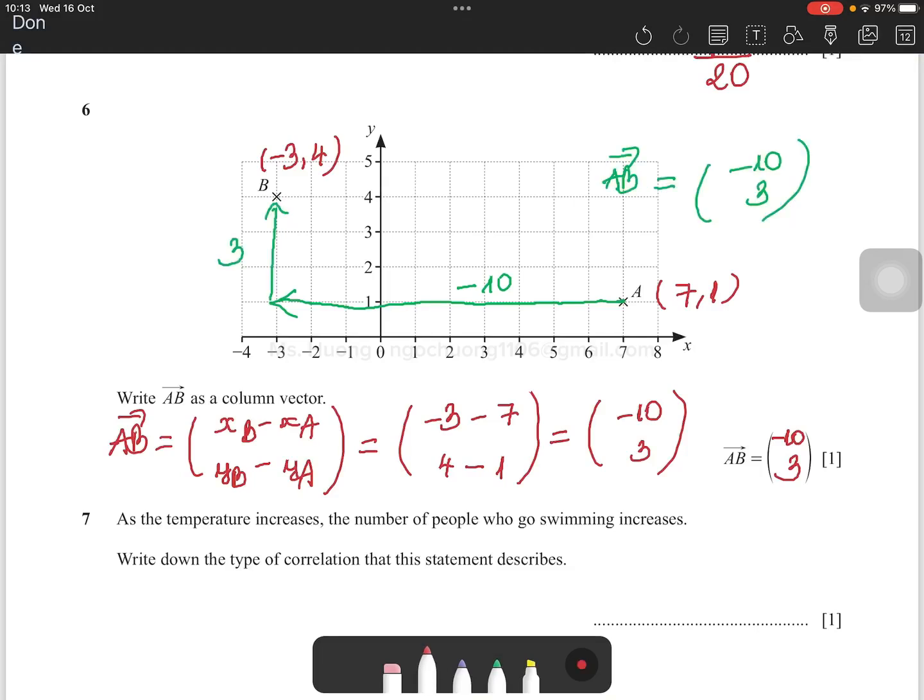Question 7. As the temperature increases, the number of people who go swimming increases. Write down the type of correlation that the statement describes. So you see that if one quantity increases and then the other quantity also increases, this means this is a positive correlation.